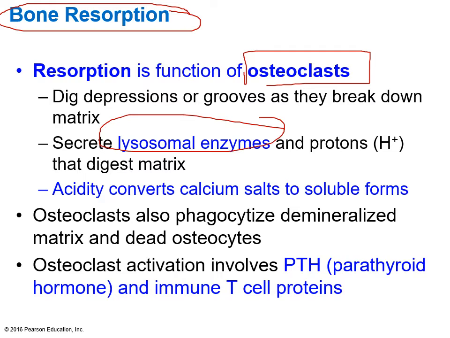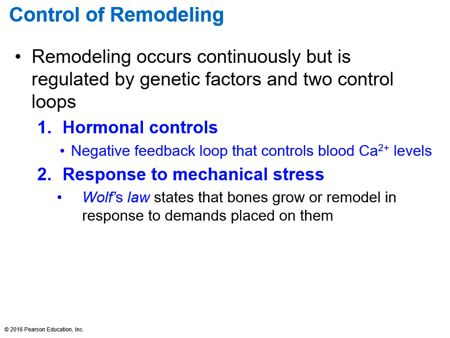All right. I do want to tell you about how osteoclast activity involves the parathyroid hormone. If you could just bear with me for a second, I'm going to show you that in an illustrated form, and that'll make a little bit more sense. The control of remodeling is continuous, and it's regulated by genetic factors as well as by hormonal control. That's where your parathyroid hormone is going to come in, as well as the response to mechanical stress. That's referred to as Wolff's Law, which states that bones will grow and remodel in response to the stress that's being placed on them.